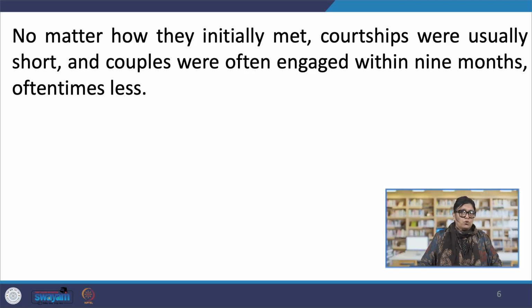No matter how they initially met, courtships were usually short, and couples were often engaged within 9 months, oftentimes less. During the time of courtship, couples found several ways to spend time together and grow their ties to each other. In the public sphere, they would go on long walks and attend community and social events together. Still, most courtship happened in the private realm, as men would call on women at home and have tea or supper with her and her family. Despite this, parents often allowed couples a certain amount of privacy together in the home after these meals. At times, this led to complications, but the practice was nonetheless fairly universal.